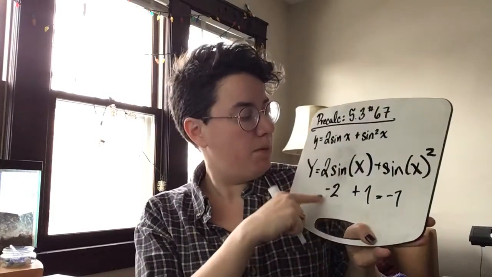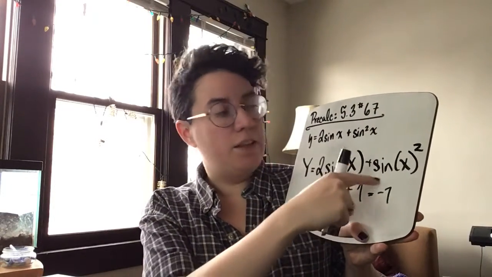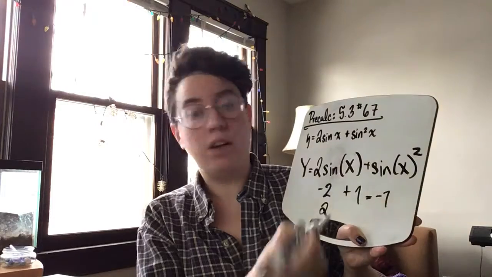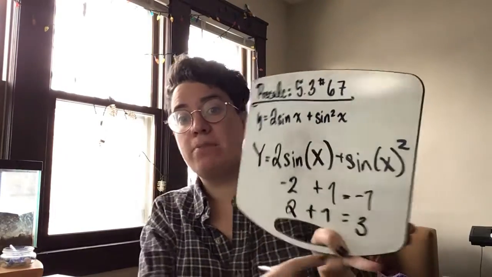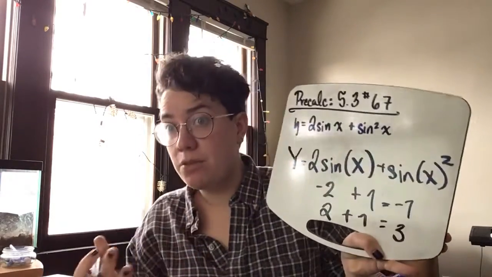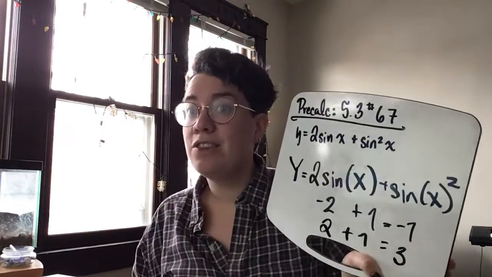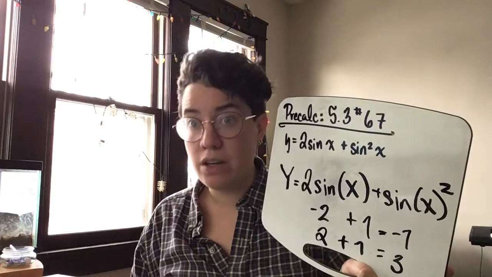Same thing with the maximum. The maximum here is 2 times the maximum of sine, which is 1, and 1 squared is 1. And you'll find if you use your calculator that the maximum is 3. So, nice thing, it works out the way we would hopefully predict that it would.